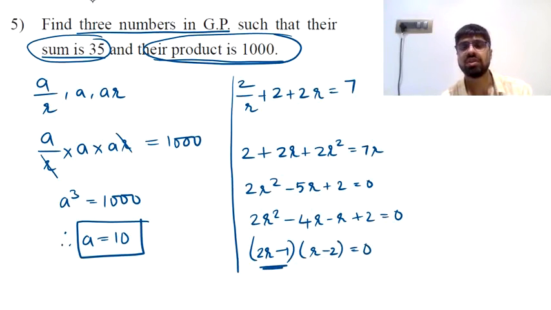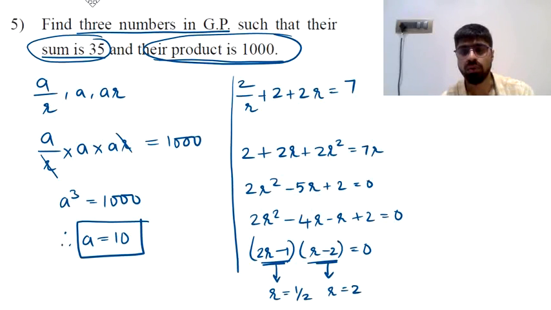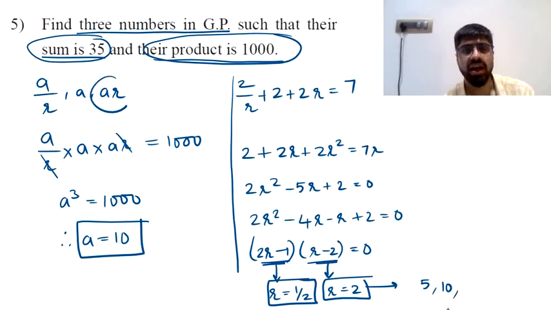Okay, so either this bracket will be 0 or this bracket will be 0. If this bracket is 0, we have R equal to half. If this bracket is 0, we get R is equal to 2. Now whether you take R equal to half or R equal to 2, the numbers that you get are going to be one and the same. So if I take R as 2, the numbers are going to be A by R, which is 10 upon 2, that is 5, comma A, which is 10, comma AR, that is 10 into 2, which is equal to 20.